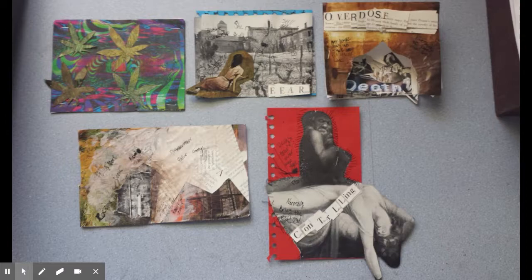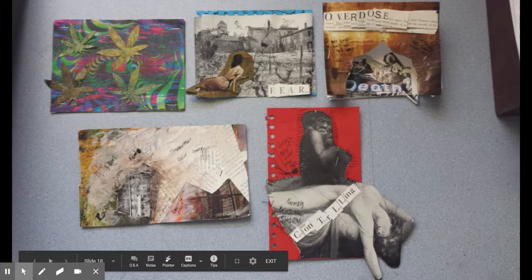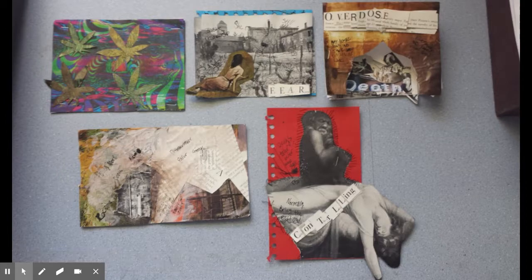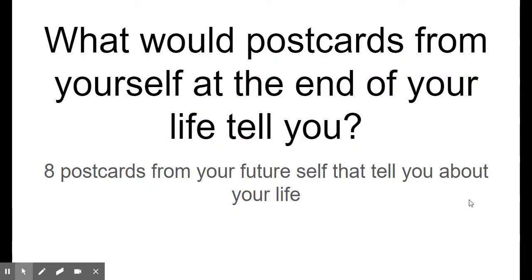Using some classic art, you'll notice the use of the romantic nightmare here, but also the Wyeth painting, Christina's World, which we studied, and recycled those images to tell new stories. So the first choice of assignment is for you to make postcards from yourself at the very end of your experience. And you're going to create 8 postcards if you choose this assignment about your life and the story of your life from the point of view of your future self.